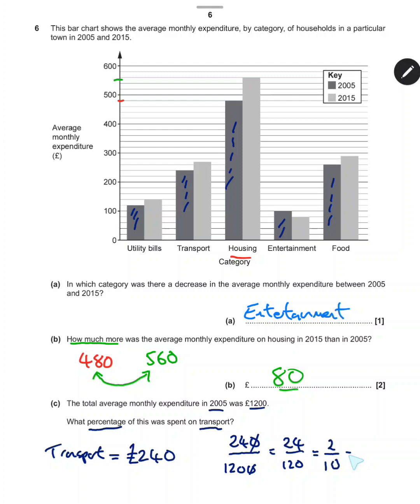Why am I doing this? Well, what I'm looking for is out of 100. And when I get down to 10 on the bottom, I can quickly get up to 100 just by timesing by 10. 10 times 10 is 100. So I'm going to do 2 times 10, which is 20. And 20 out of 100 is 20%.